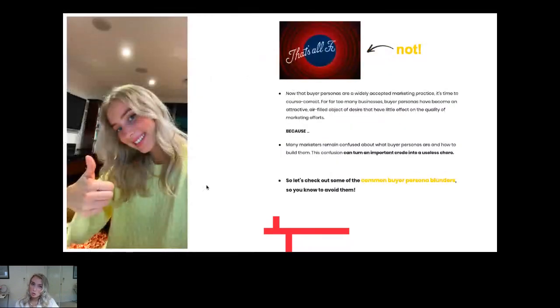So that's not all. We've come to the end of what you can be doing with your buyer personas, but I've got a few little tips that I found and things that I've uncovered by looking at other buyer personas, and some mistakes you can avoid. Because at the end of the day, buyer personas are quite a widely accepted practice, but you need to course correct. Because for far too many businesses, buyer personas are this attractive object of desire, basically, but they actually have little effect on the quality of their marketing efforts because they see it as a chore, basically.